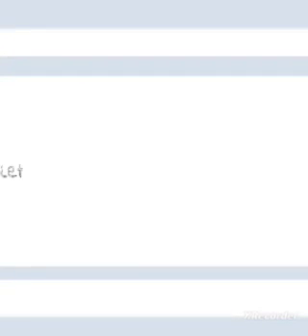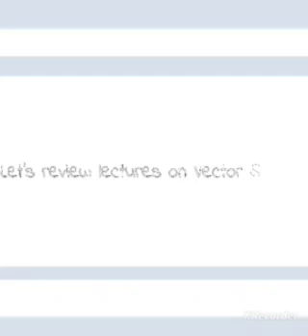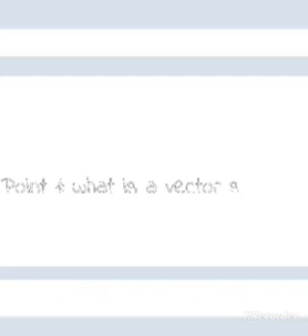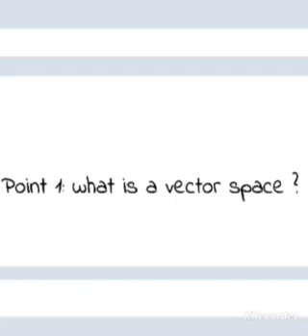Let's review lectures and some important topics in vector space. Let's look at point one. Now, point one is what is a vector space? What is a vector space?